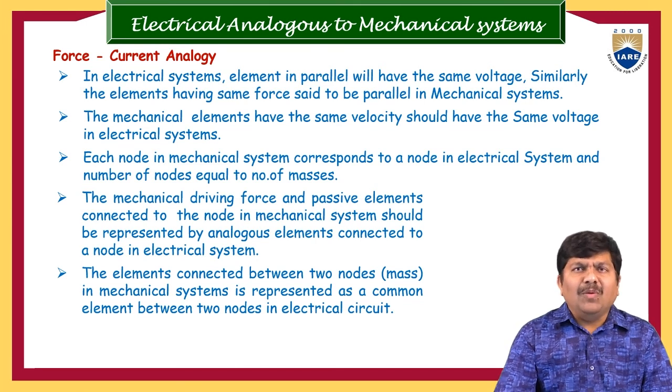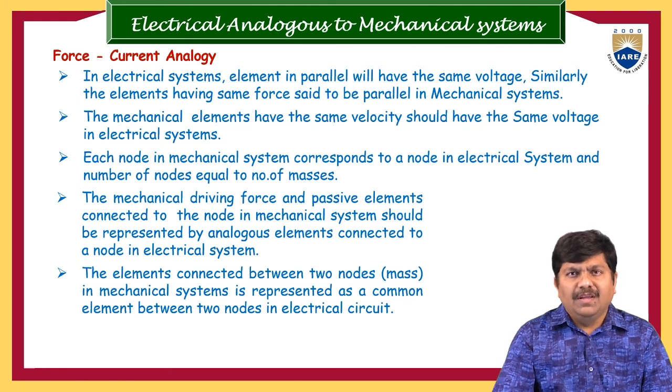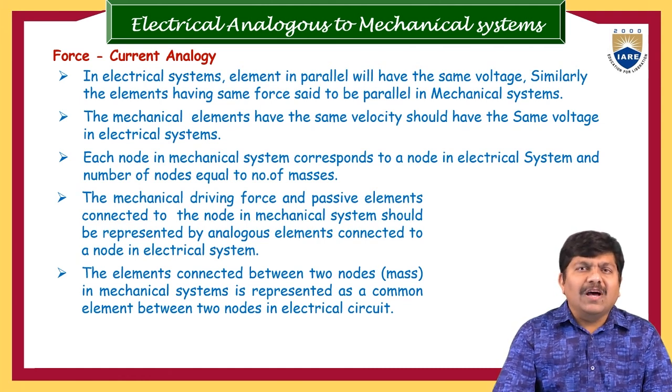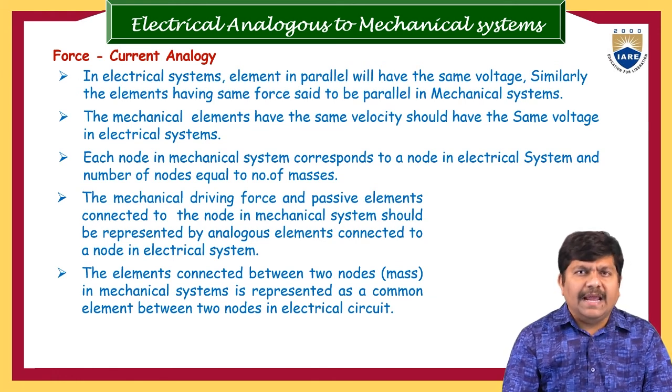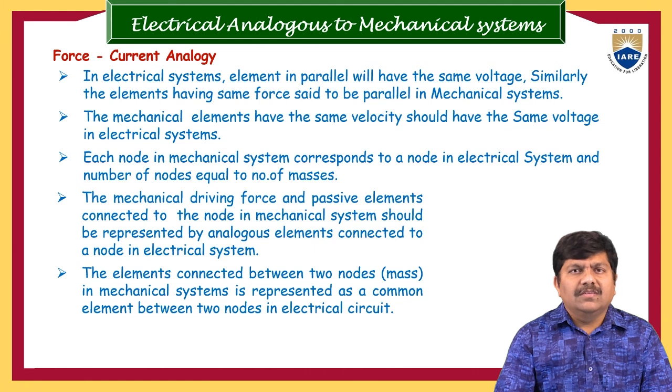One more important thing is, each node in the mechanical system corresponds to a node in the electrical system, and the number of nodes is equal to the number of masses. So, in the force voltage analogy, the number of mass units is equal to the number of loops. In the force current analogy, the number of mass units is equal to the number of nodes we have to assume in the electrical system. So, these are very important points. With the help of these two simple slides, by seeing the mechanical system itself, we can write down or develop the equivalent electrical scheme.